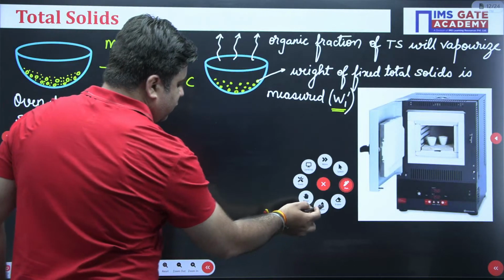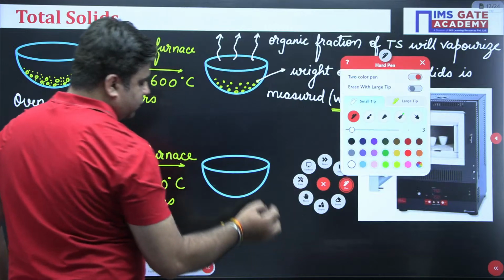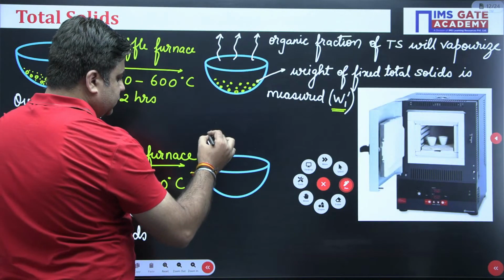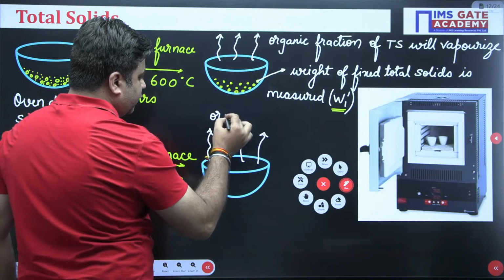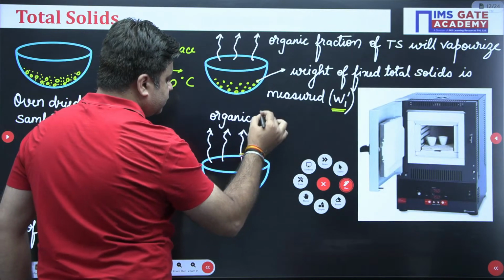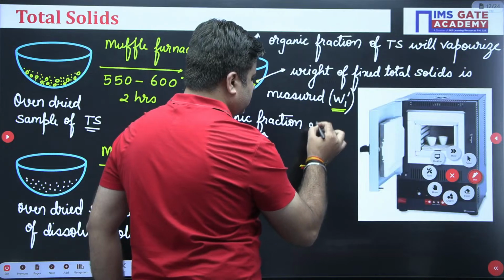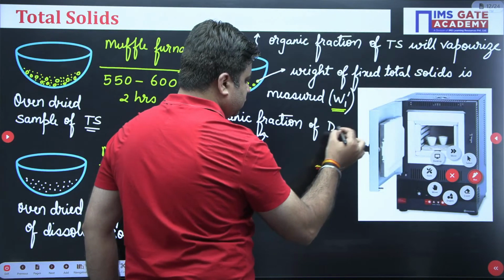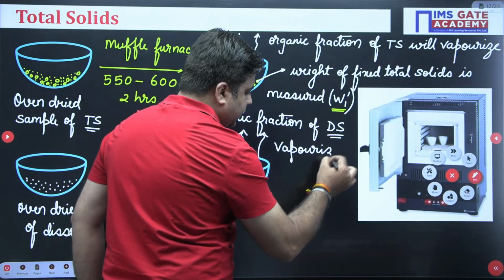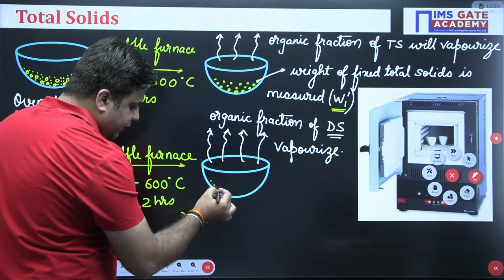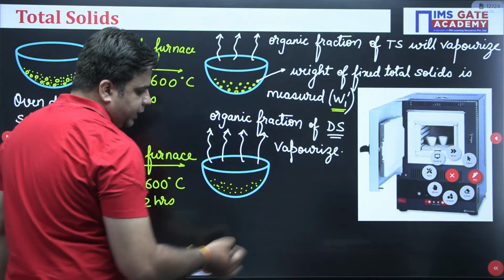All the organic fraction is going to vaporize like this. So after 2 hours, all the organic fraction of dissolved solids is going to vaporize, and in the crucible you are only left with the inorganic dissolved solids. These are only inorganic dissolved solids.